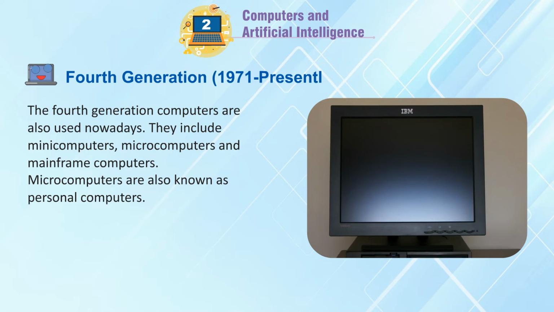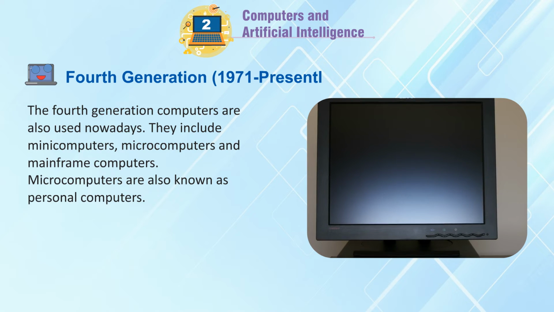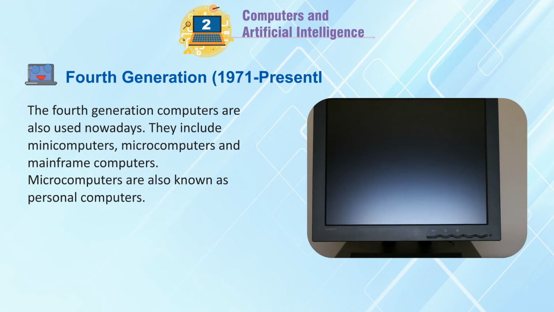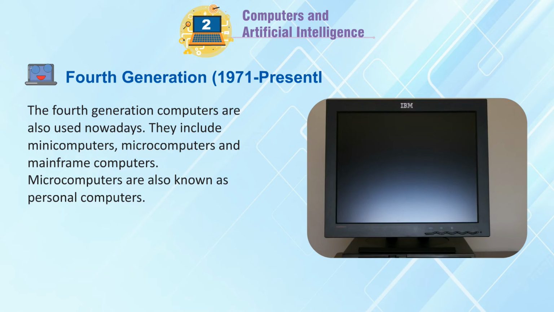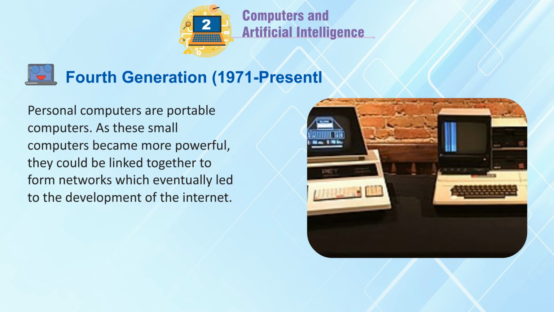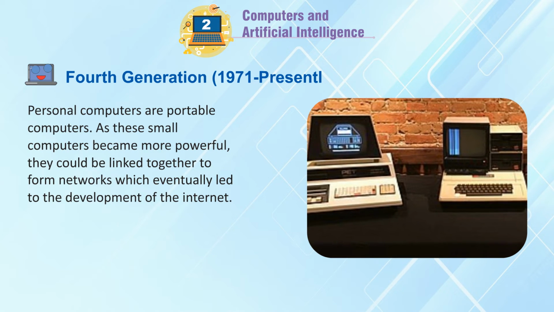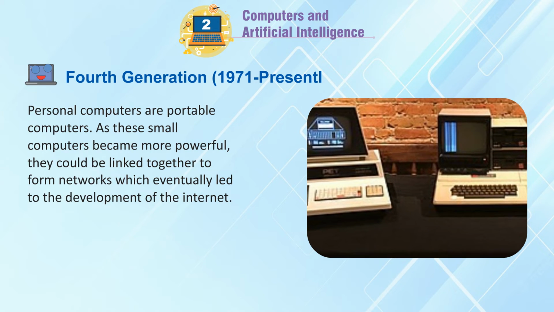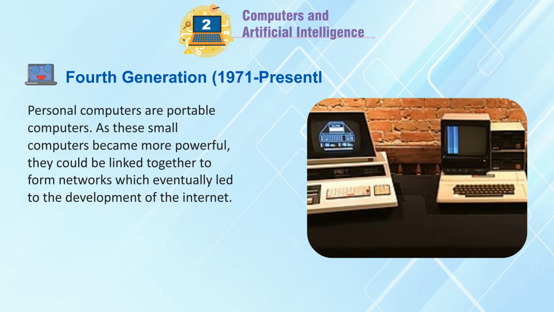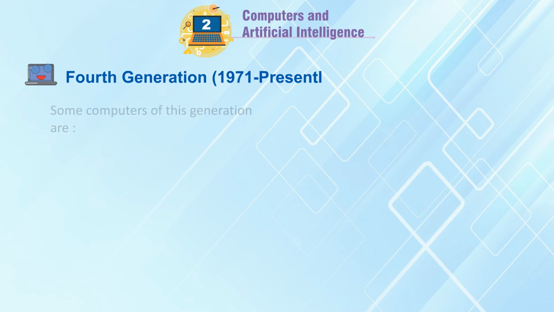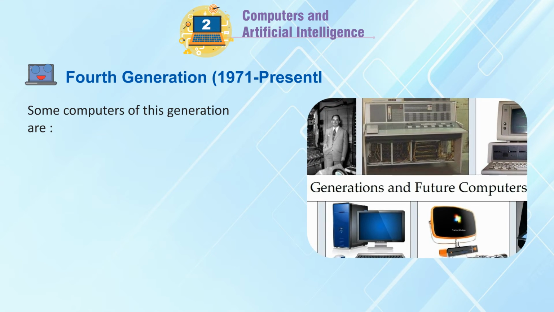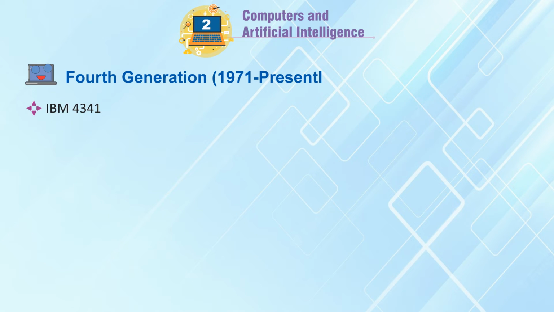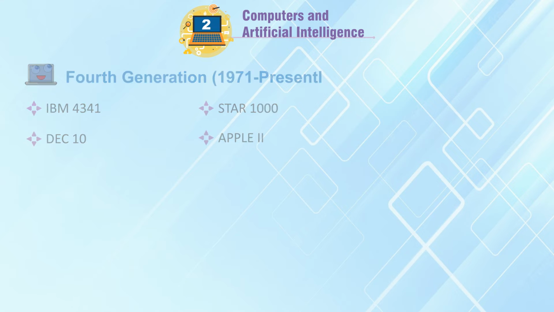They include mini computers, microcomputers, and mainframe computers. Microcomputers are also known as personal computers. Personal computers are portable computers. As these small computers became more powerful, they could be linked together to form networks, which eventually led to the development of the Internet. Some computers of this generation are IBM 4341, Star 1000, DEC 10, Apple II.